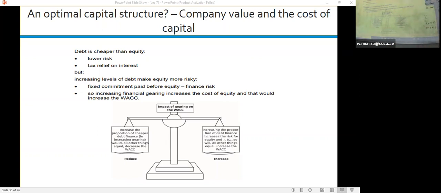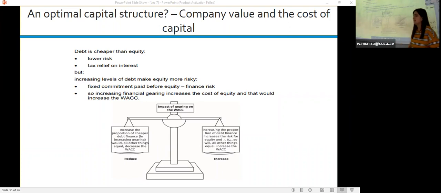Now, debt is cheaper than equity because it is having lower risk attached to it, and it is going to have the tax relief on the interest as well. Increasing levels of debt make equity more risky. Fixed commitment is paid before equity finance. So increasing financial gearing increases the cost of equity, and that would increase the WACC. So there must be a balance.